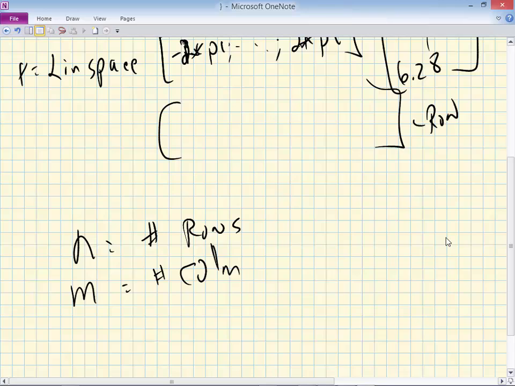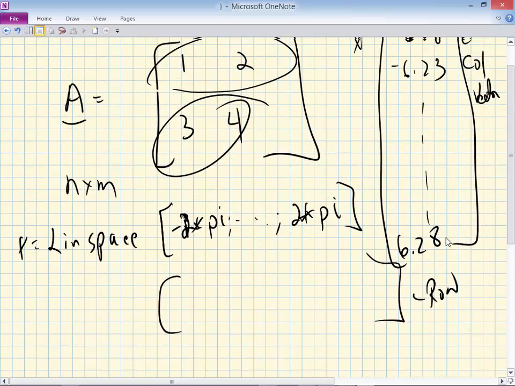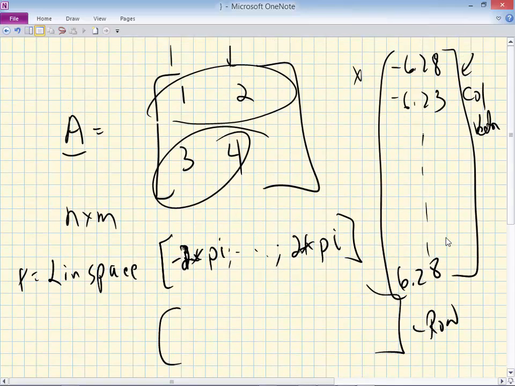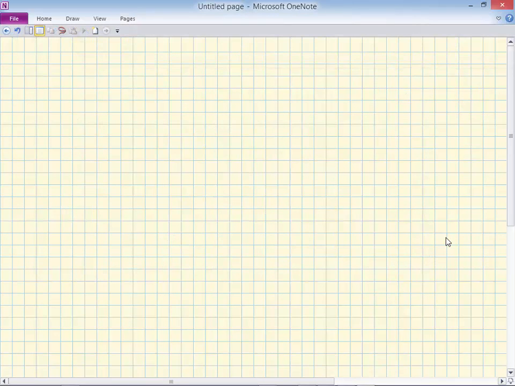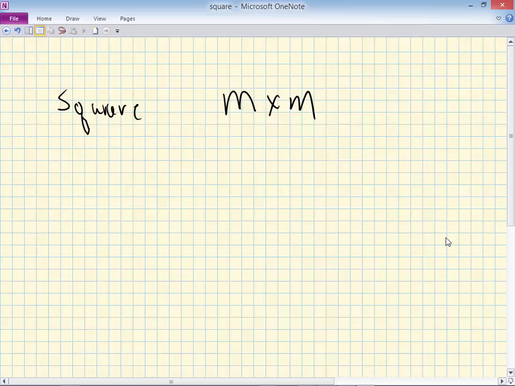In this particular case, when we talk about a square matrix, let's add a new page right there. A square matrix is M by M: the number of rows equals the number of columns. We'll refer to them as square matrices.